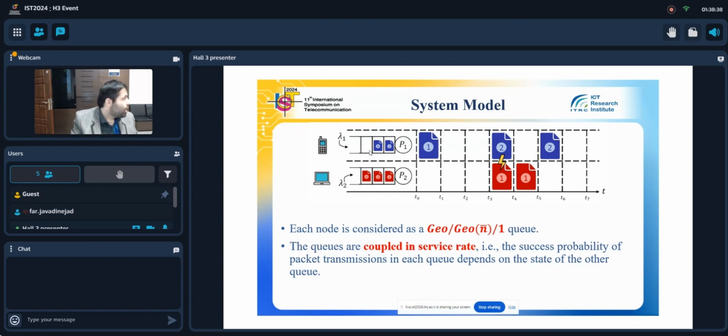Now here's the challenge. Because the successful transmission probability in each of these queues depends on the other queue because of that collision thing that I discussed, we call these queues coupled in service rate. So basically, the state of each queue depends on the state of the other queue, and we can't separately analyze them. So we need to consider them as a network of two nodes that are coupled.